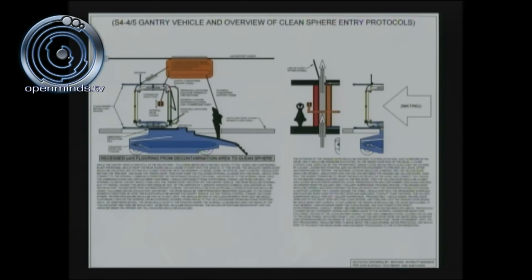So what does this thing actually look like? Before you get into the clean sphere, there's multiple protocols that have to be followed. This is the entire layout of the protocols. The 4-5 gantry vehicle and overview of clean sphere entry protocol. So you've got the totally encapsulated suit that you have to contend with. You have to have a positive pressure environment in that suit. And the umbilical cords that take place at this stage are integrated into the clean sphere.